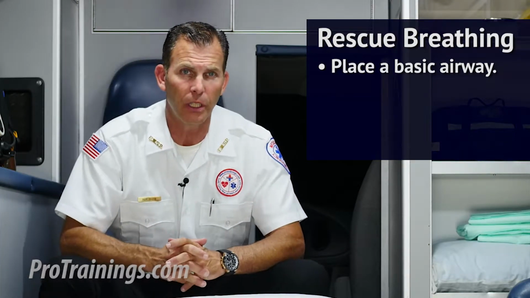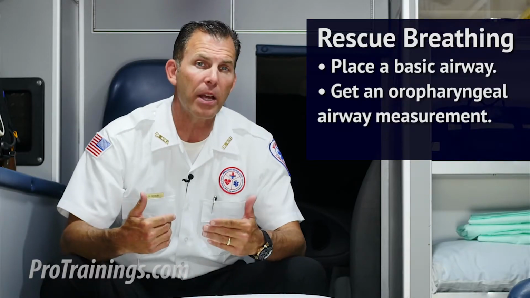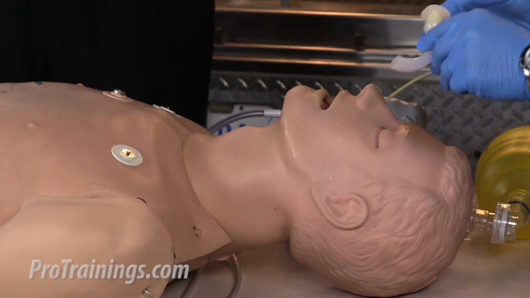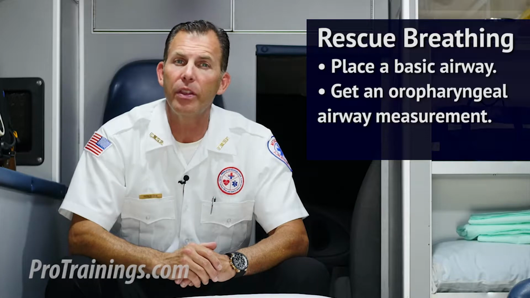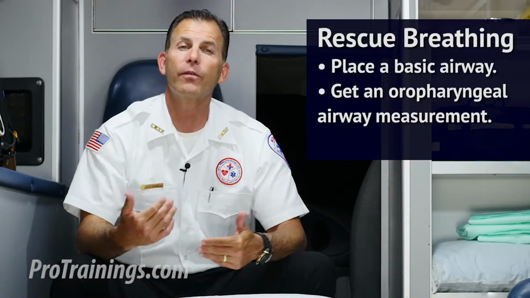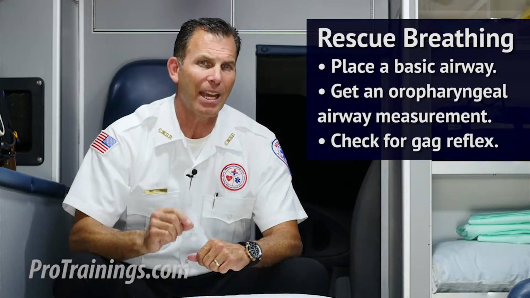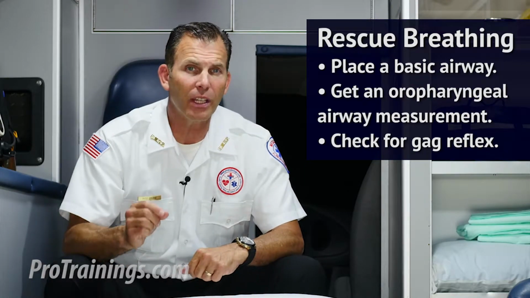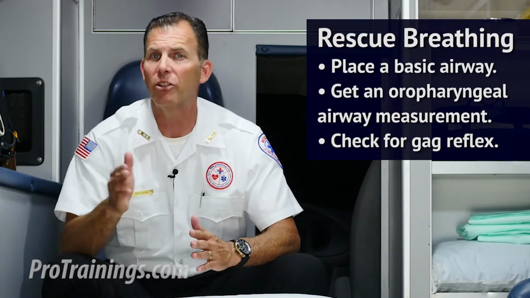An oropharyngeal airway, or OPA for short, would be measured by placing it alongside the patient's face, from the corner of the mouth to the lower tip of the ear. If the OPA is longer than this area or too big, it could actually cause a blockage and defeat the purpose. In addition, we will always check to see if there's a gag reflex before attempting to place an OPA. If there is a gag reflex, don't attempt an OPA, as this can cause vomiting, which may just complicate the airway management and oxygenation.